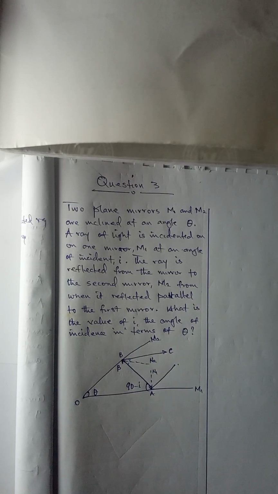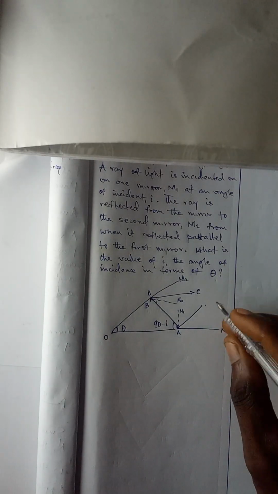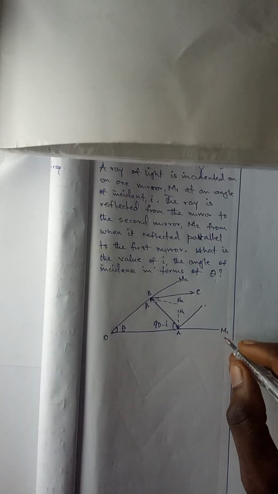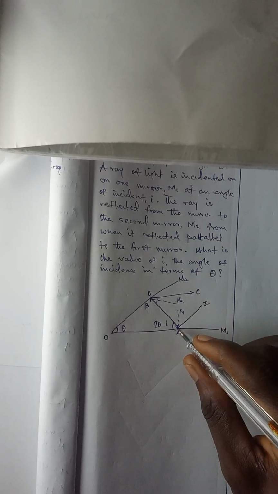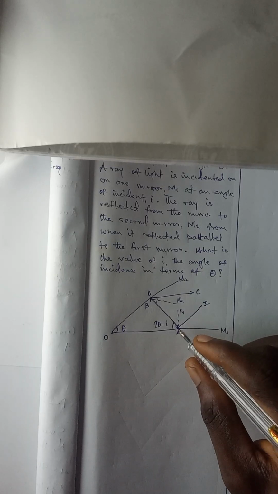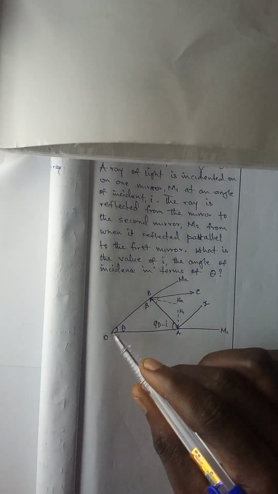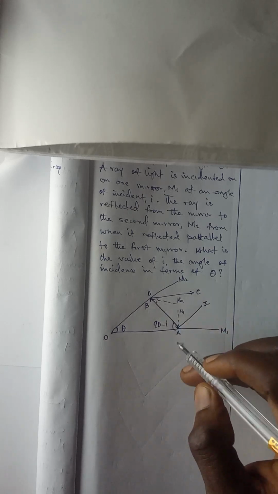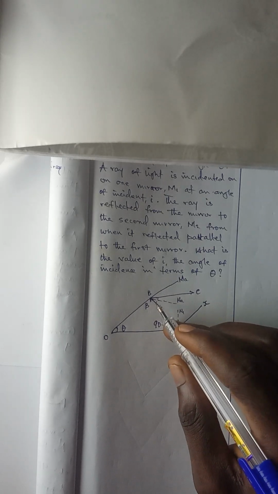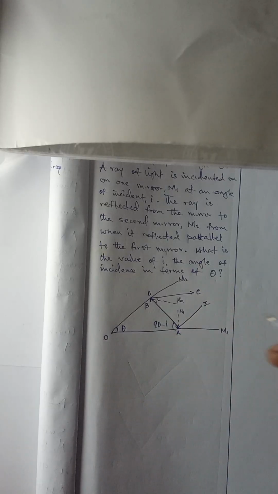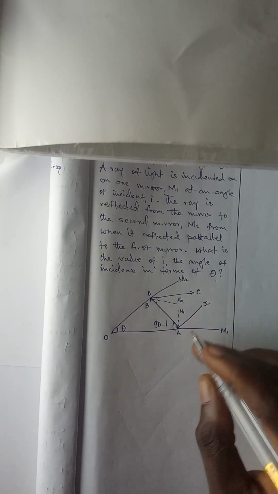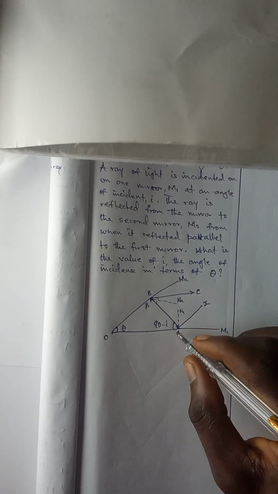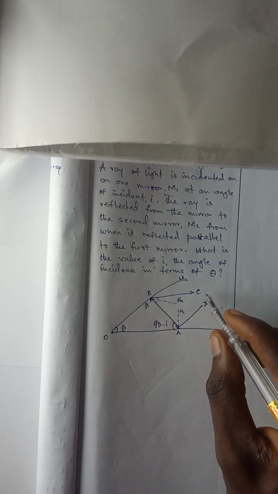So they gave us a diagram, and from this diagram, let me explain. They say that a ray of light is incident on M1. This is M1, and we can call this incident ray XA. And they said it reflected to the second mirror, which is M2. We can call this AB. And then they said it is also reflected parallel to M1. Of course, parallel to M1 means it does not meet M1, which is BC. So the movement of this light goes like this: XA, AB, and BC.